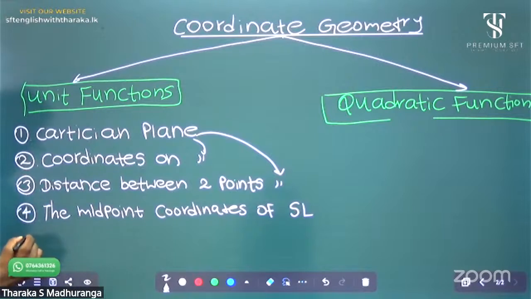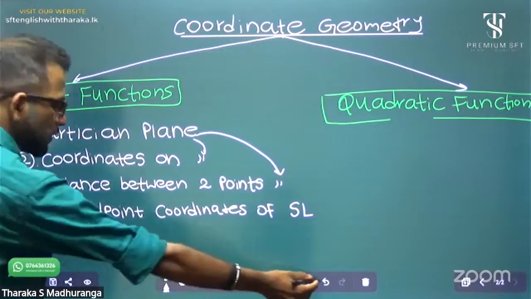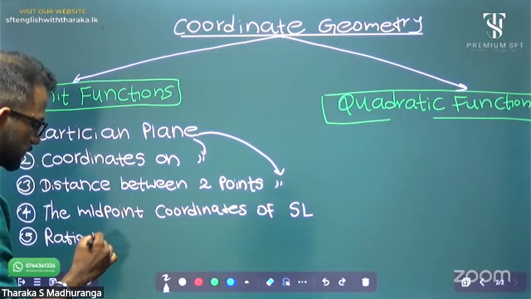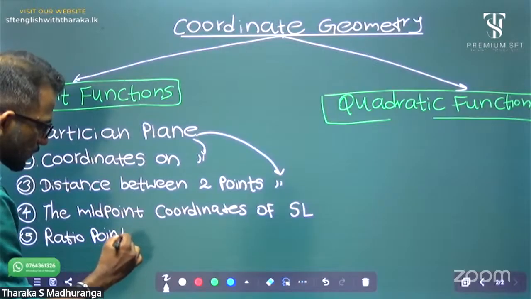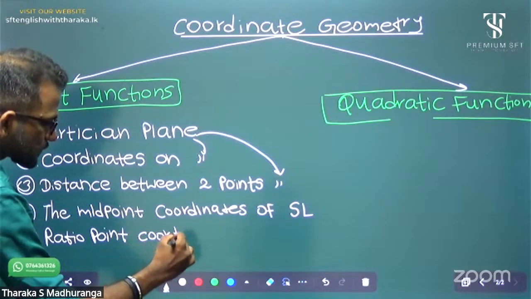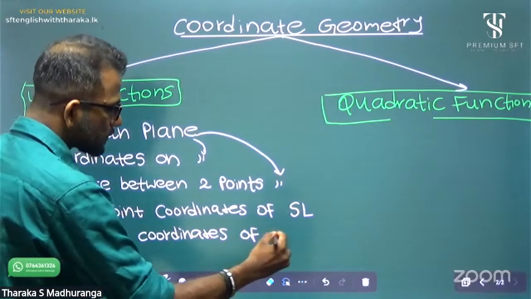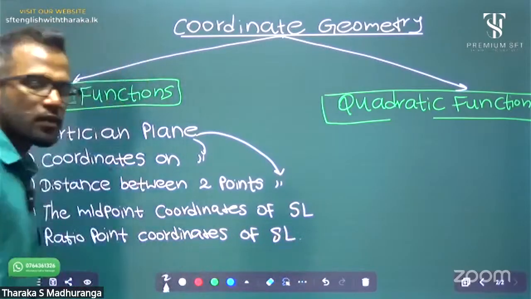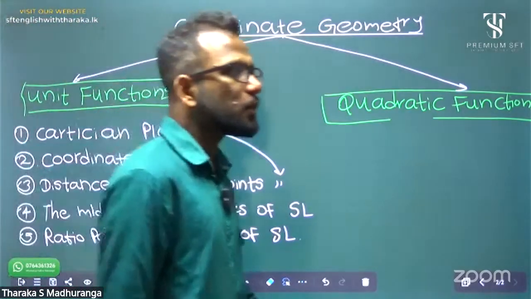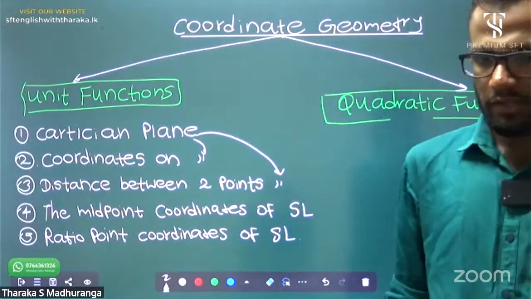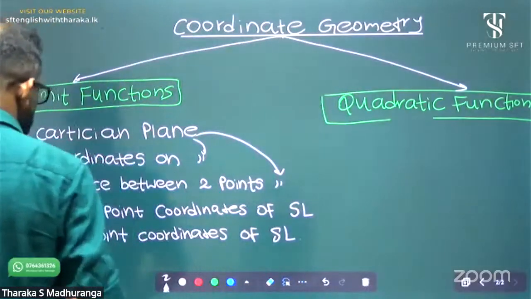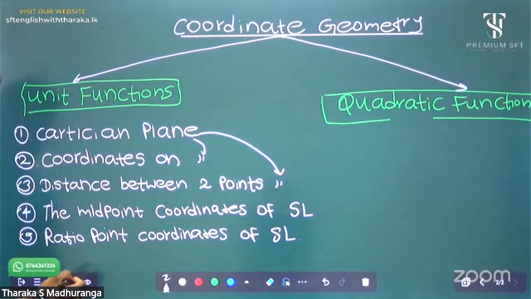Fifth one, ratio point coordinates of a straight line. The ratio point coordinates of straight lines. I will explain ratio points in that particular topic.